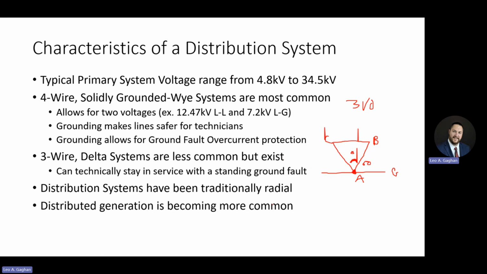That's not the case anymore. Distributed generation is becoming much more common, and I don't know if I call it that anymore. Distributed generation is just expected at this point.